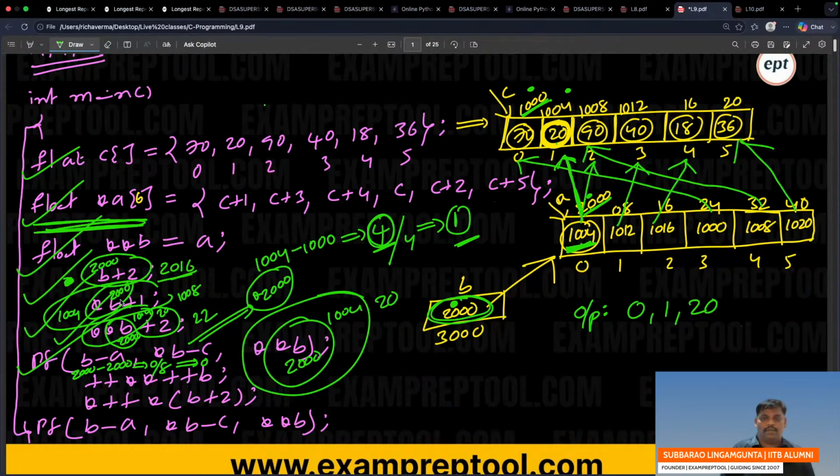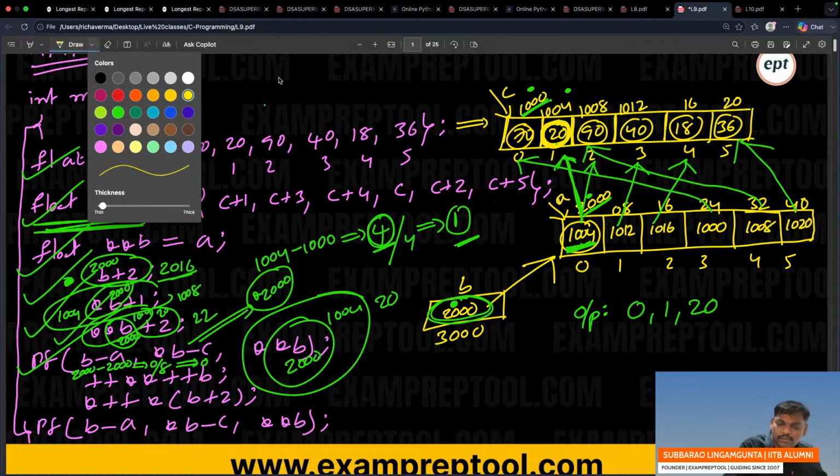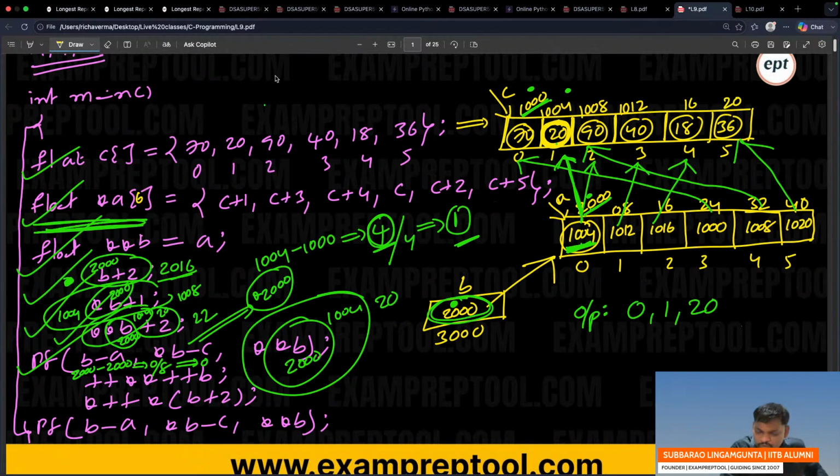This is completed. I think some more traps are there. Please be careful. Whether these are traps or not, you will get the clarity. Everyone listen, everyone observe.